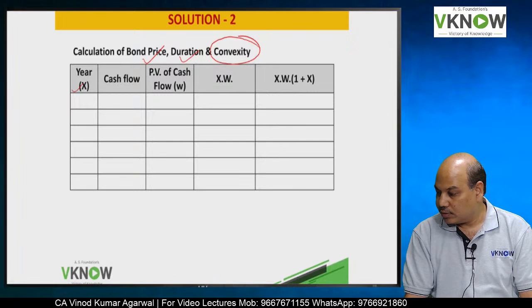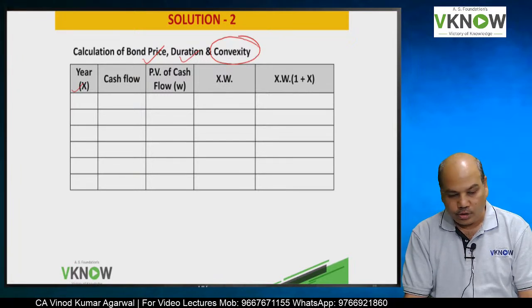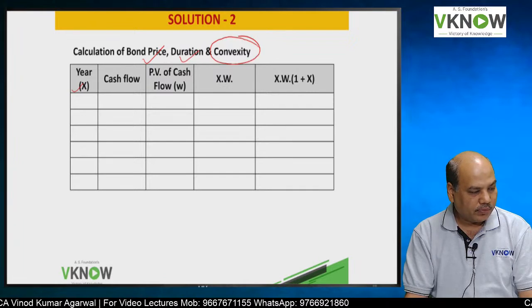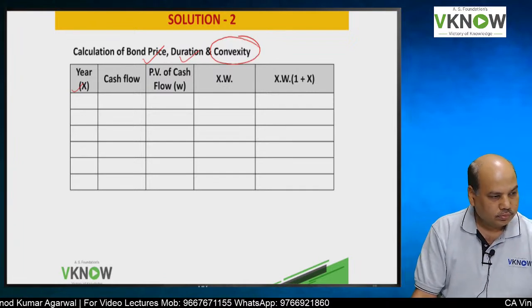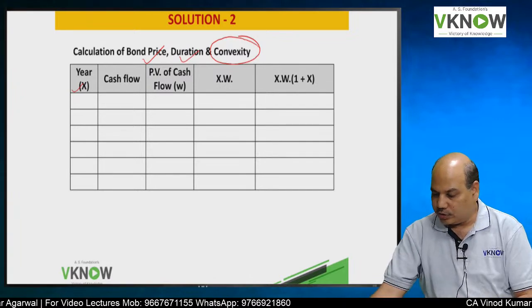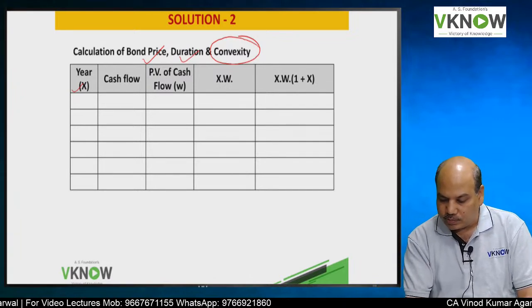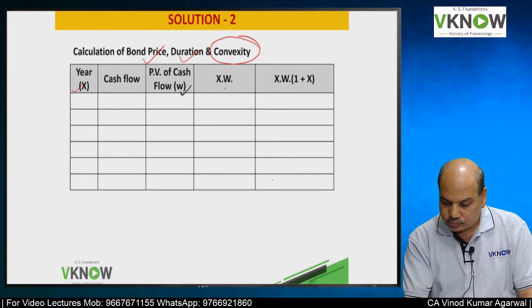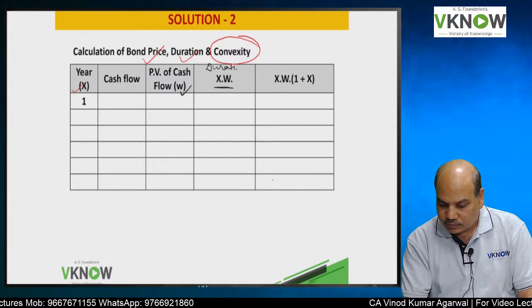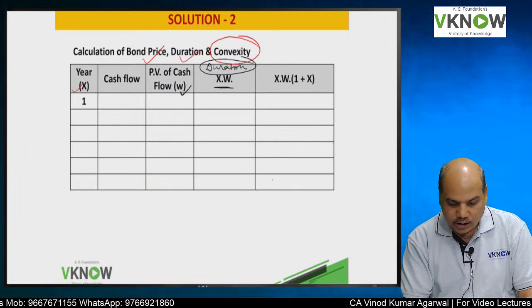Third column write PV of cash flow. Fourth column write X into W, where W is the PV of cash flow. Fourth column X into W. This will help you to calculate duration.